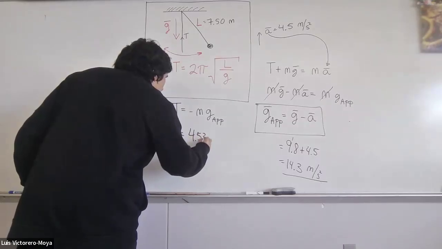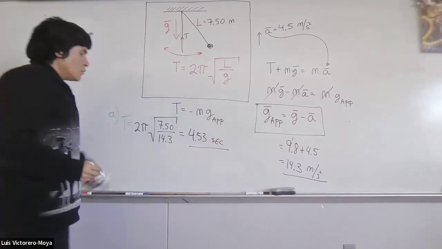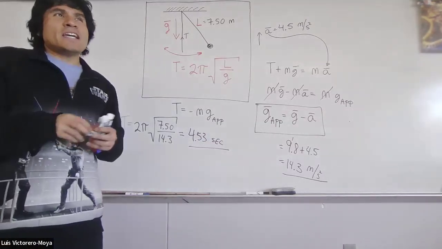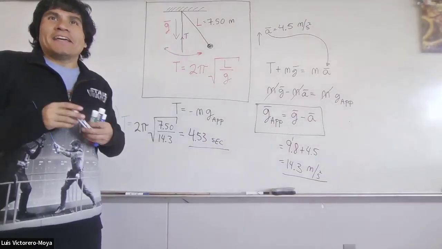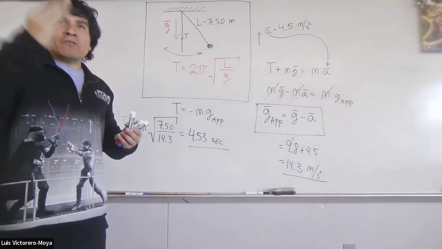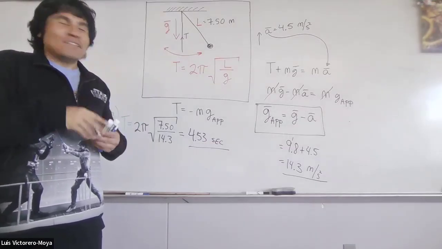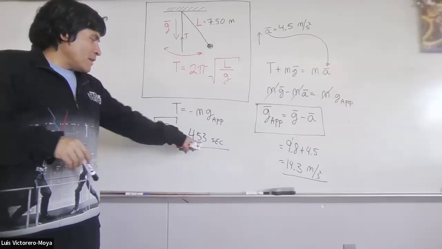So it's less, right? Think in terms of logic. If you're going up, there will be more drag for the pendulum. So it makes sense that the period is reduced, right? Because the more gravity, the less period.